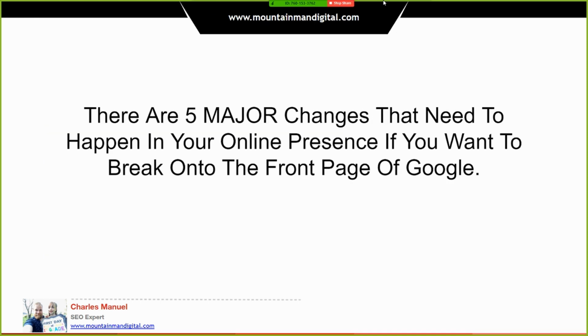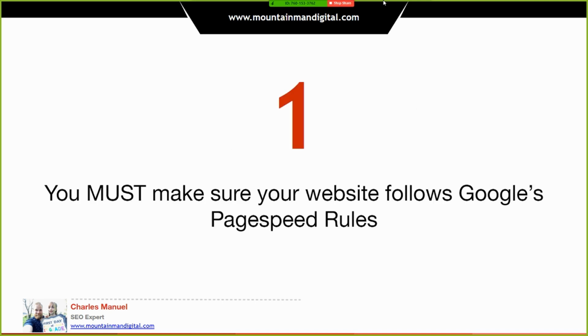So what is this new model? Okay, there are 5 major changes that need to happen in your online presence if you want to break onto the front page of Google. And that's what we're going to cover tonight. Okay, so number 1 is that you must make sure that your website follows Google's page speed rules. Okay, and if you're taking notes or whatever, this is going to be your first page. This is going to be your first major bullet point.